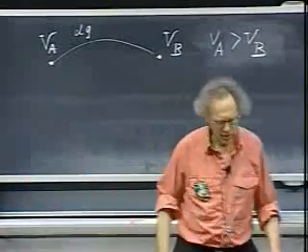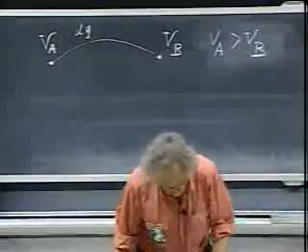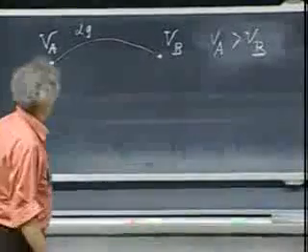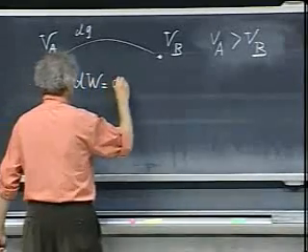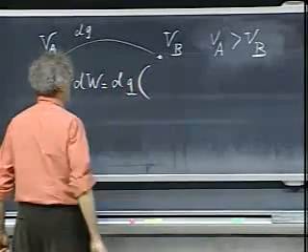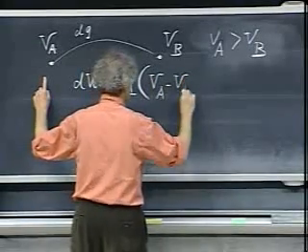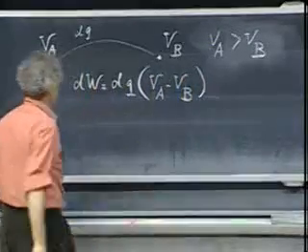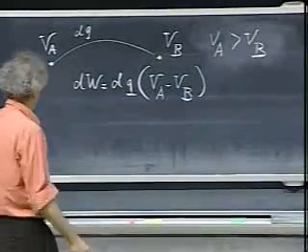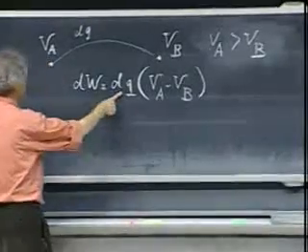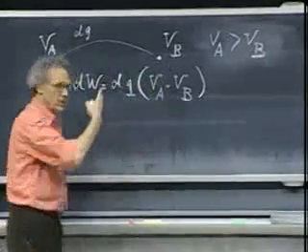So the electric field is from A to B. And I move charge from A to B, then the electric field is doing work. And the work that the electric field is doing, dW, is the charge times the potential difference, which is VA minus VB. This work can be positive if the charge is positive, can be negative if the charge is negative, because we have assumed that this is positive in this case.